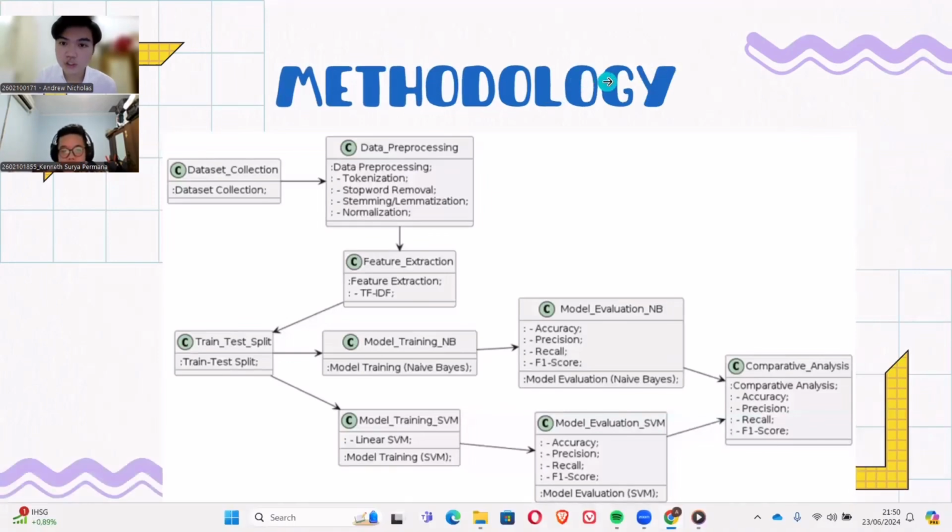So for the methodology used, first, we do dataset collection, and then we do data pre-processing, and then feature extraction, and then train test split, and then model training for Naive Bayes and SVM, also model evaluation for Naive Bayes and SVM, and also we do comparative analysis.